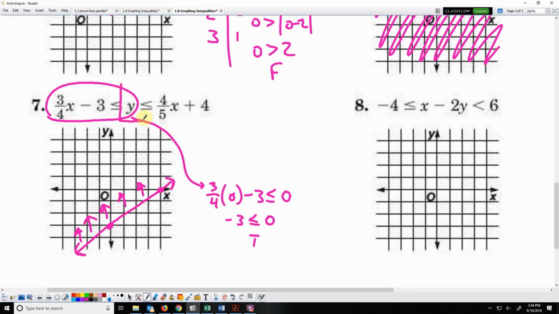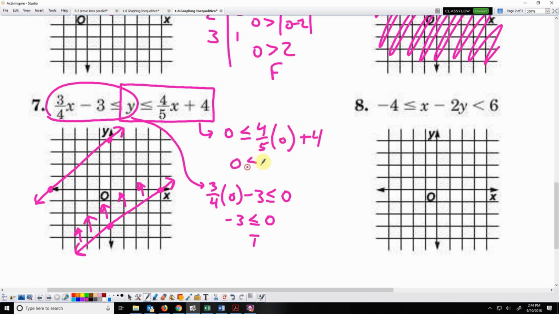The next line has a y-intercept of 4, has a slope of 4/5, up 4 and right 5 or down 4 and left 5. And it is underlined, so this one is also solid. And 0 is less than or equal to 4/5 times 0 plus 4. So 0 is less than or equal to 4. That is true. So this one wants me to shade down.